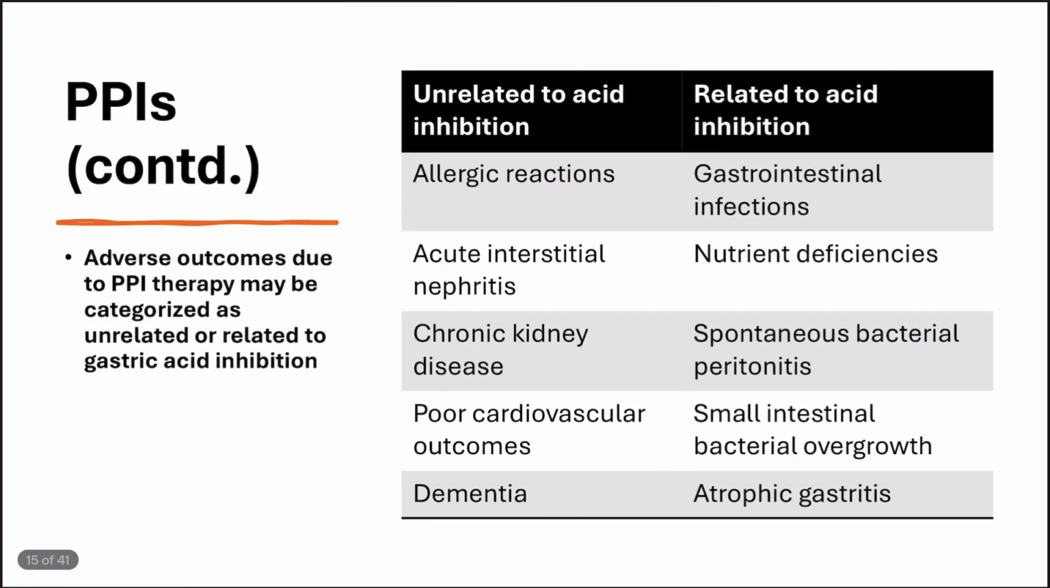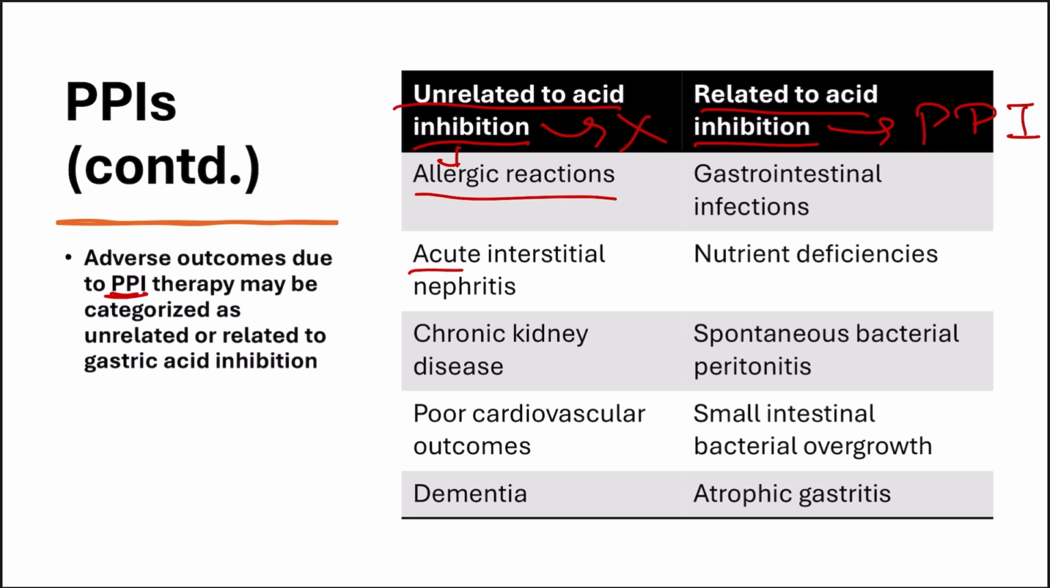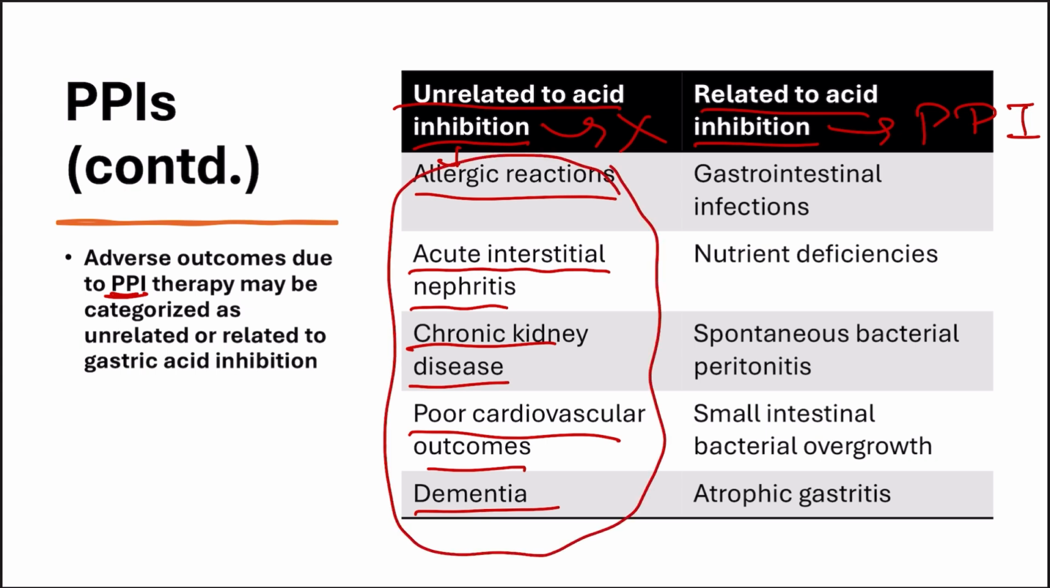Now, coming to the different adverse outcomes which can occur with the use of proton pump inhibitors, they are usually categorized into two: those related to the acid inhibition property of PPIs, and those not related to the acid inhibition property of proton pump inhibitors. Under the unrelated category, we have allergic reactions, acute interstitial nephritis, chronic kidney disease, some poor cardiovascular outcomes and dementia. All these are not related to the inhibitory action of the proton pump inhibitors on gastric acid secretion, but they can occur as an adverse effect.